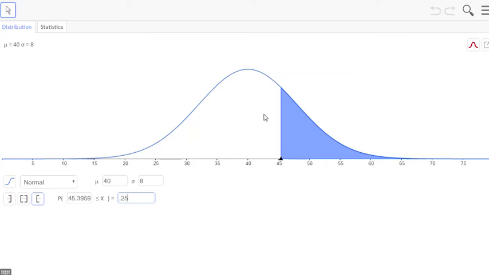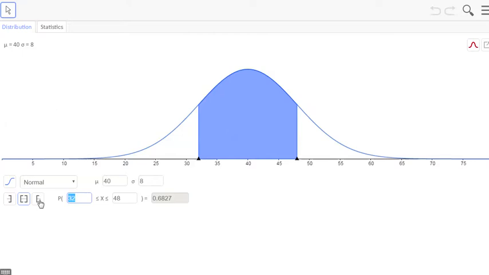So those two values should bound 50% in the middle, and we could even double check that. If we create an interval and have the lower bound be that 34.6 and the upper bound be that 45.4, it's a little off, and it's because those two values are rounded, but it does capture about 50% and directly in the middle of our curve.